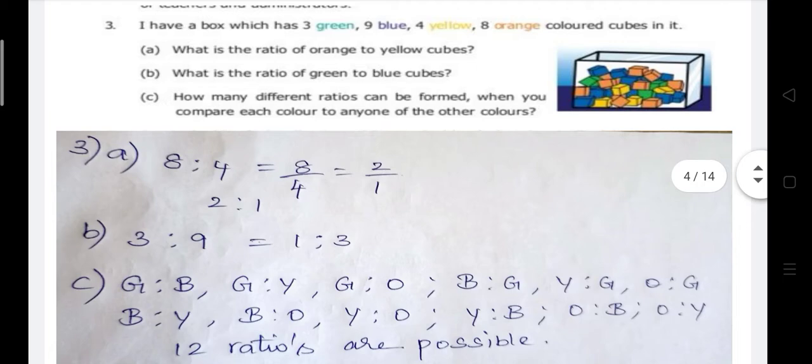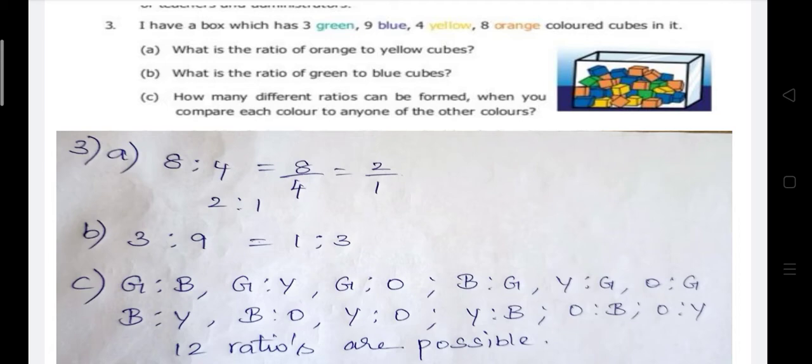I have a box which has 3 green, 9 blue, 4 yellow, 8 orange colored cubes in it. What is the ratio of orange to yellow cubes? Orange is 8 and yellow is 4. That is 8:4. Write in the fraction form 8/4. Simplify it, 2:1 you will get.